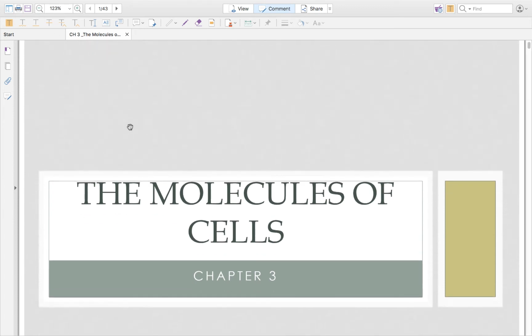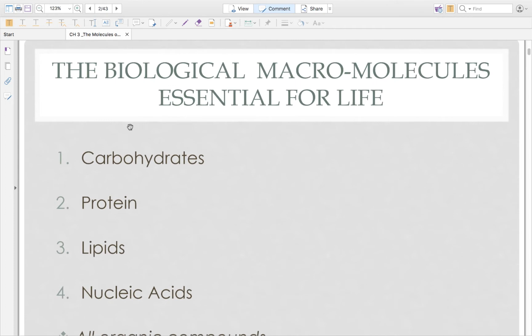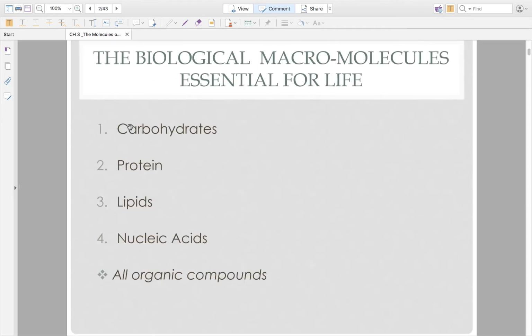Okay, welcome to Chapter 3, the molecules of cells. All right, now in the previous chapter, we went over molecules, we went over compounds, the elements, bonds. Now we're going to go over something called biological macromolecules. Okay, does anyone know what macro means? So think about that term quickly. Macro means large, and molecules means molecules. So macromolecules are large molecules.